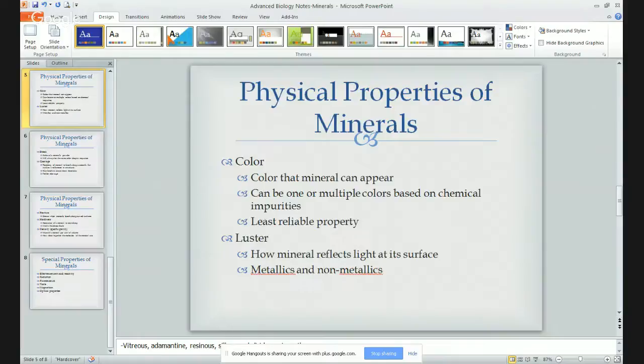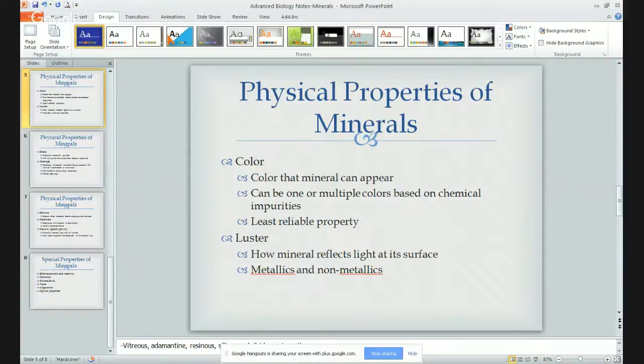So for the most part, walls are opaque. You can't really see through walls. And then transparent would obviously be you can see all the way through it. So, in order to be considered a non-metallic, you have to be opaque. You can't see through it. That's one of the characteristics.